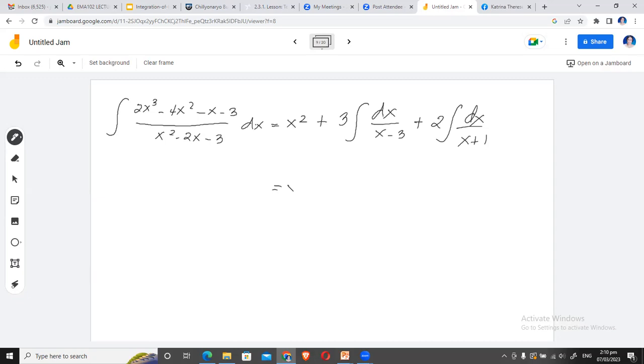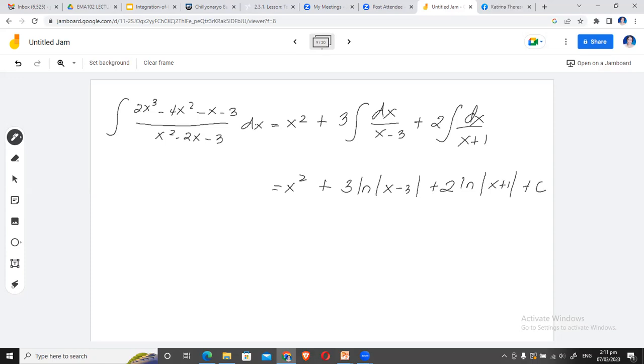So I will answer it as x squared plus, we know that this is an ln because we have du over u. Your u is x minus 3, the du of that is dx. So your answer here is 3 ln of x minus 3. This one is the same. This will yield an ln because if this is your u, the x plus 1, the du is dx. So you'll have 2 ln of x plus 1 plus C.